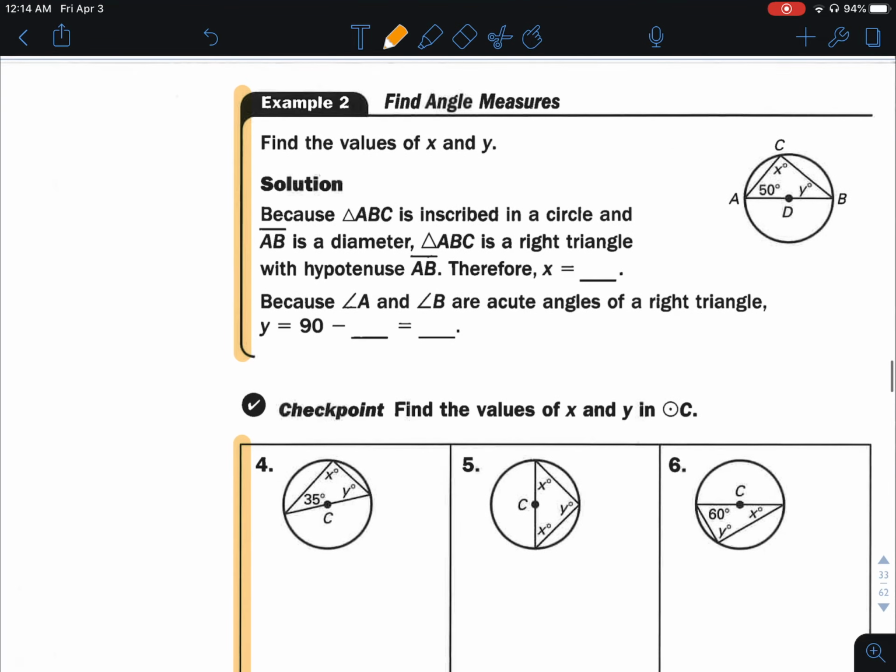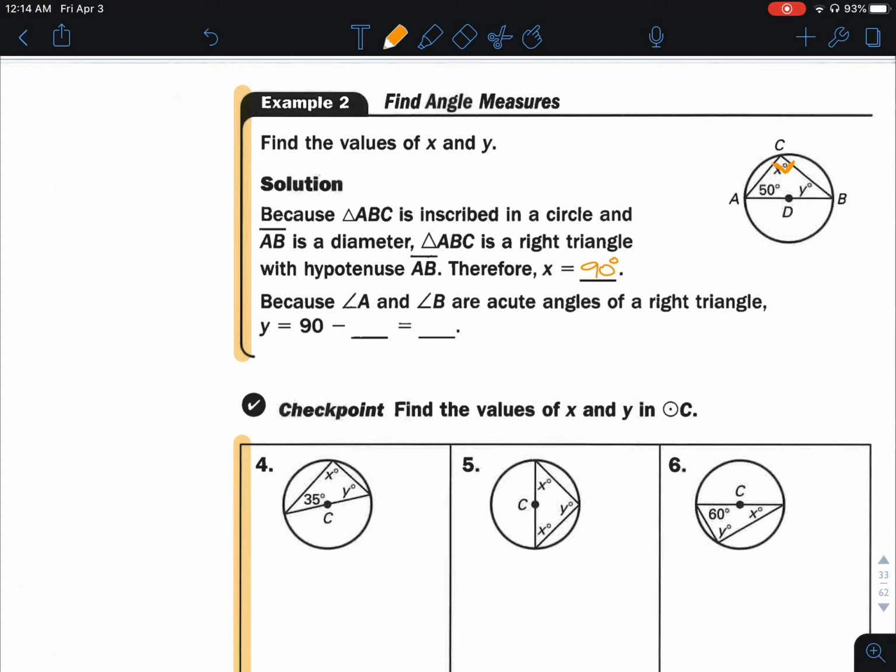Let's talk about example 2. Find the values of x and y. Because triangle ABC is inscribed in a circle and AB is the diameter, triangle ABC is a right triangle with hypotenuse AB. Therefore, x has to be 90 degrees. There's my box there. It's 90 because x is across from my hypotenuse, which is that diameter. They are directly across from each other.